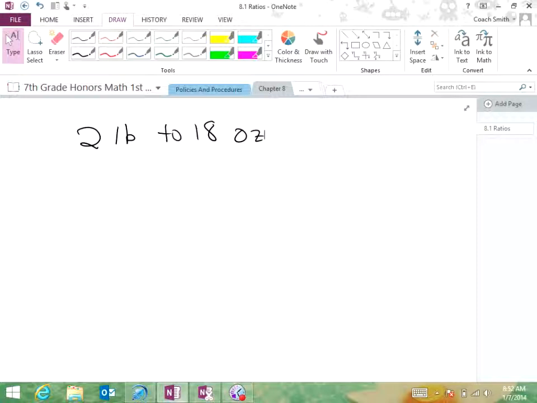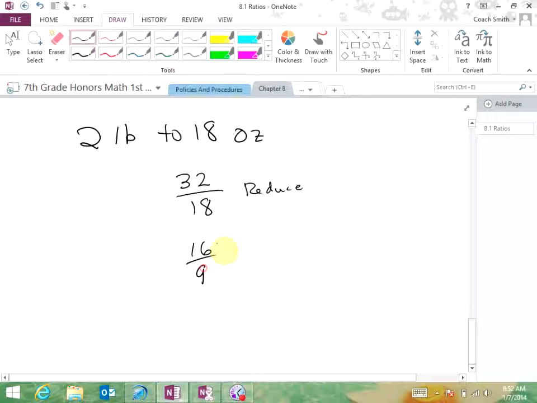All right. Matthew? Nope. You're close. Derek? 16 over 9. 32 over 18 is what it starts out to be, but we must reduce all ratios. So you reduce that by 2, and you get 16 over 9. Okay? All right.